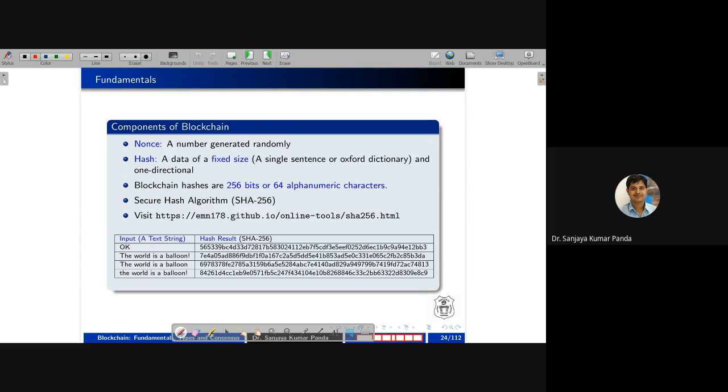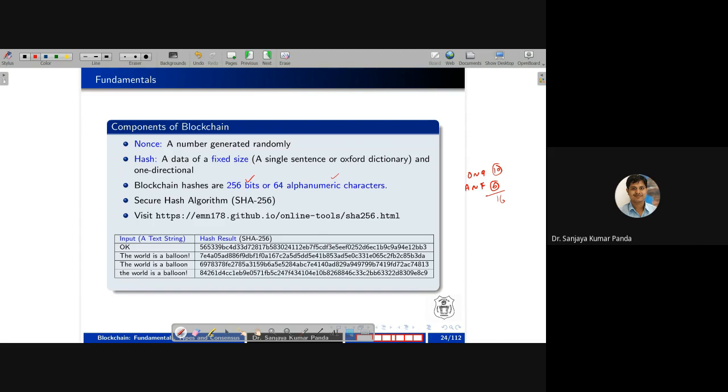So blockchain hashes are 256 bit and 64 alphanumeric characters. That's why I said it is 0 to 9 and A to F. Earlier I mentioned E, sorry. It is 6 and this is 10, right? Total 16. So 256 bit and 64 alphanumeric characters. So you can say one alphanumeric character is equal to 4 bit. So 64 into 4, it is 256 bit. So we use the secure hash algorithm, that is SHA-256, as a part of blockchain.